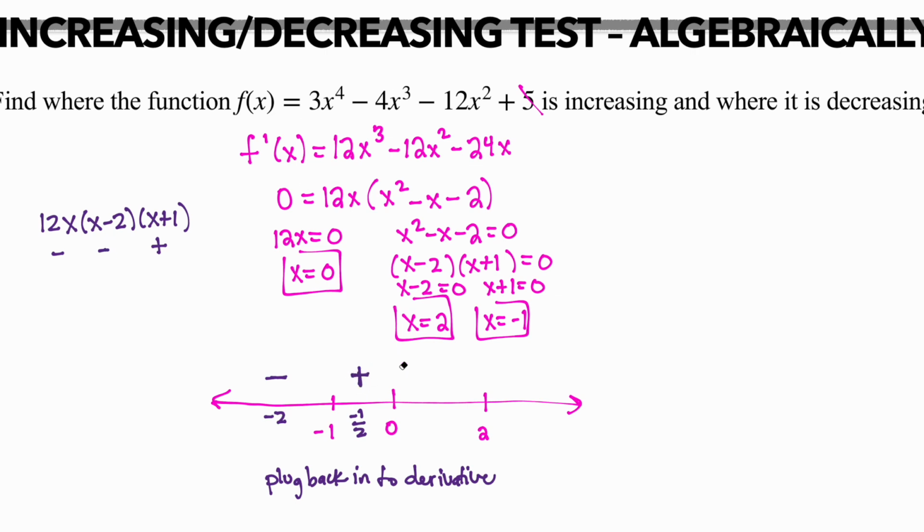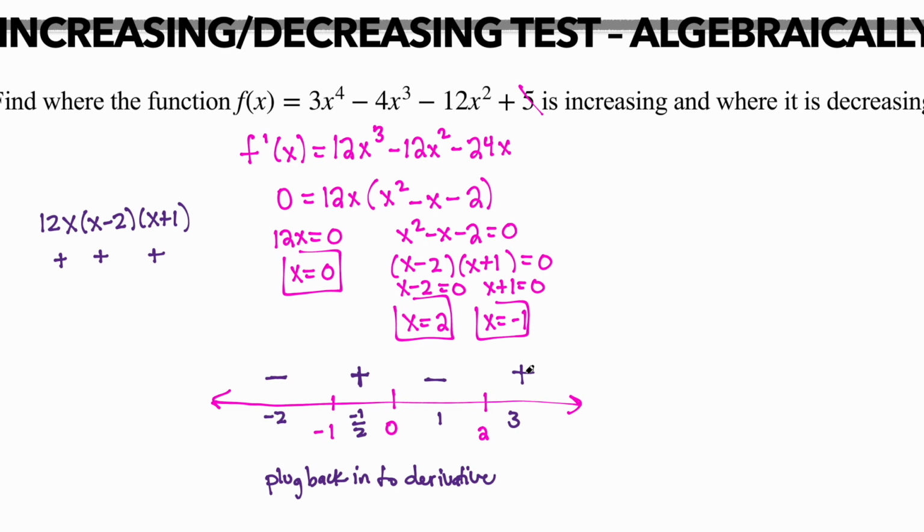And now I'm going to do it again with a number between 0 and 2. So I'm going to choose a 1. So if I plug in 1, 12 times 1 is a positive. 1 minus 2 is a negative. And 1 plus 1 is a positive 2. I only have one negative, so my answer is going to be negative. And then I'm going to plug in a number on the other side, which is going to be, in this case, a 3. And so 12 times 3 is a positive number. 3 minus 2 is a positive 1, and 3 plus 1 is a positive 4. So you have all positive numbers.